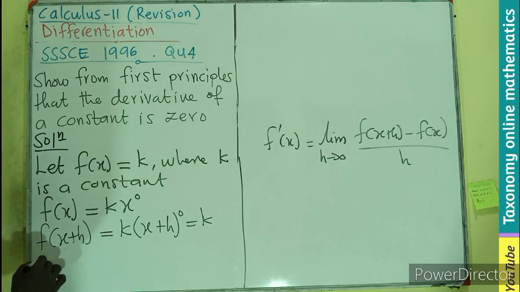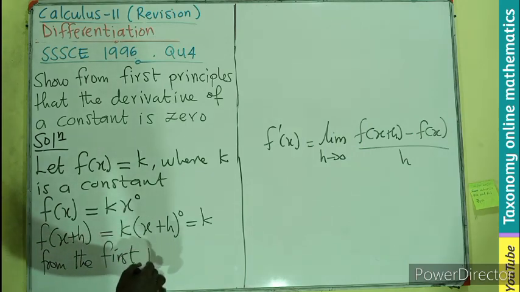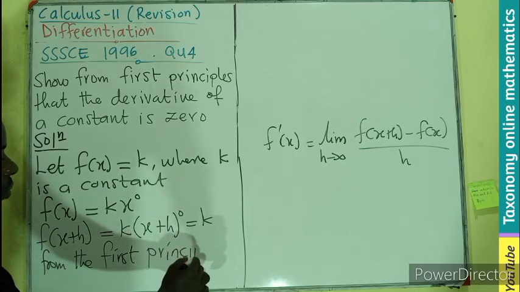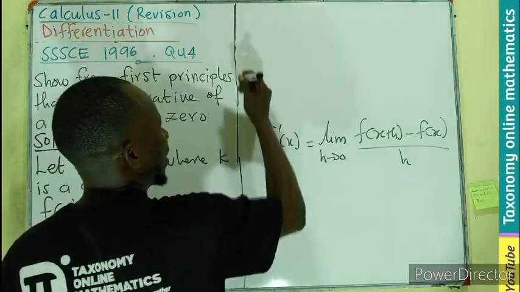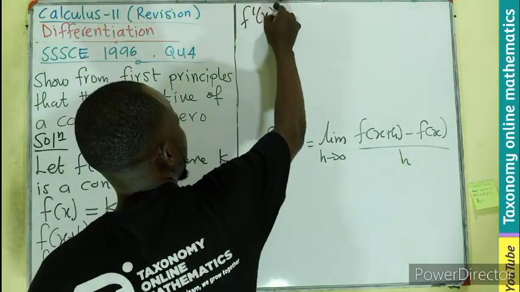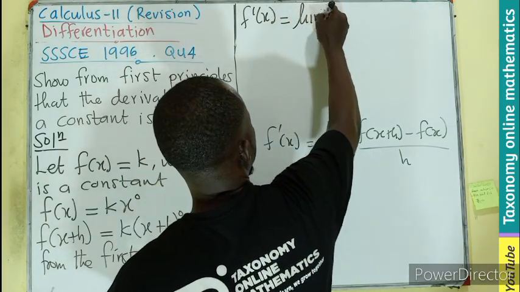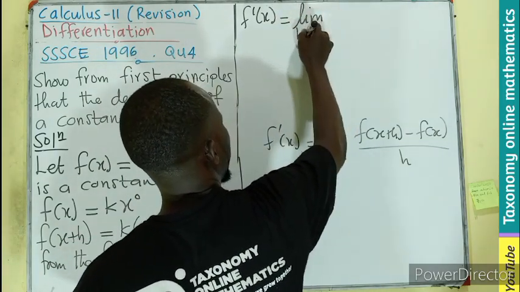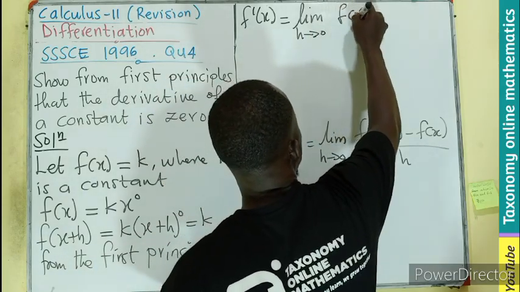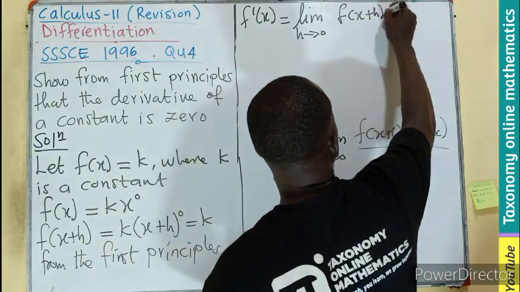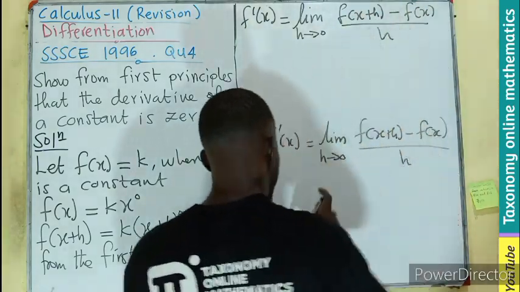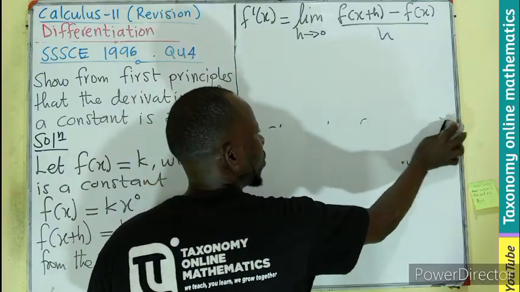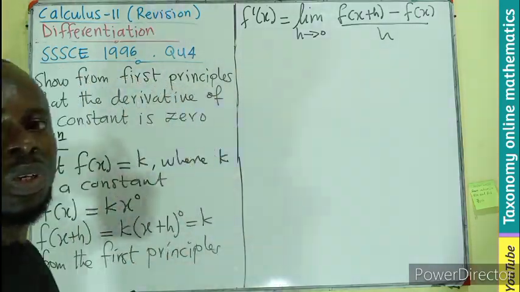Alright, so we can say that from the first principle, I want to put this formula back again, since I just brought it as a recall. This will be equal to the limit as h approaches 0 of f of x plus h minus f of x, divided by h. So in the case of this, we can do substitution, right?